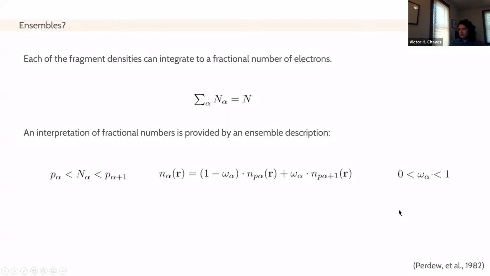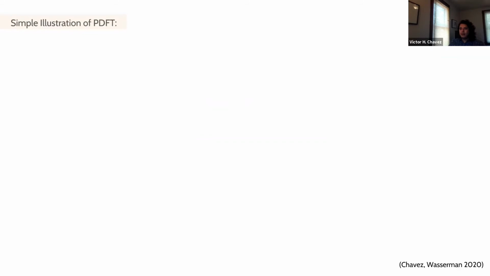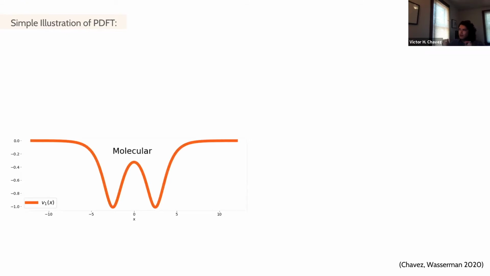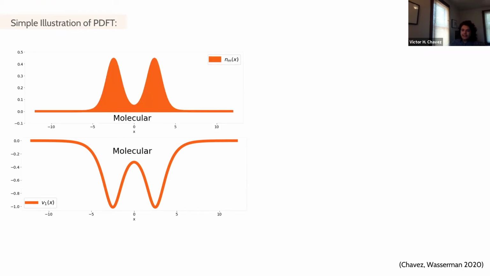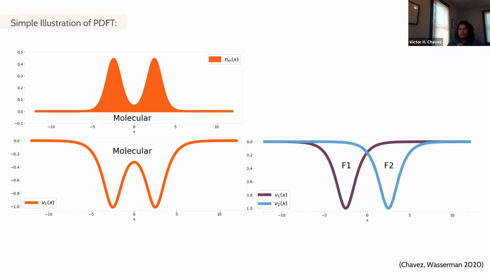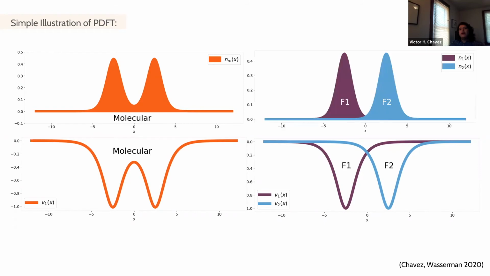Okay, so now I'm just going to briefly go through a simple illustration of PDFT so we know how everything works. What I'm going to start doing is introduce a system in one dimension that is just going to be composed of two particles that are producing this potential well. Then I can do normal quantum DFT, and I'll be able to find the molecular density. Now, of course, our objective is being able to do calculations on each individual fragment. And what we do to start is we do quantum DFT on each of the molecular fragments. And then, of course, we find fragment densities.